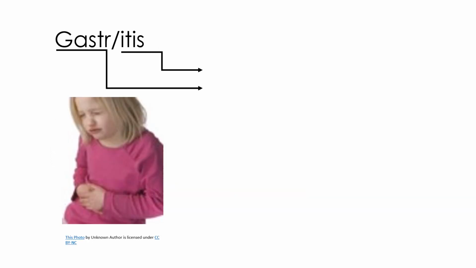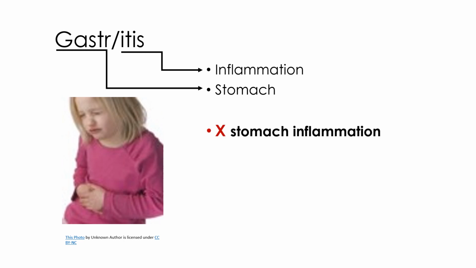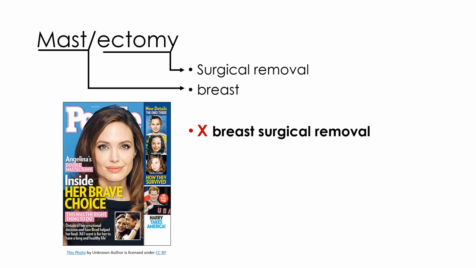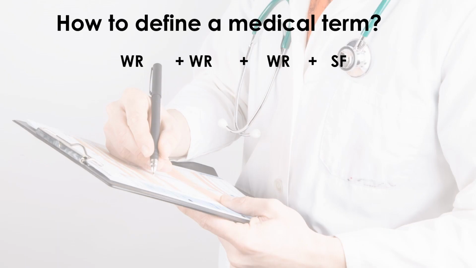So here's one without a prefix. Gaster means stomach and itis means inflammation. But do we say stomach inflammation? No, we say inflammation of the stomach. For mastectomy, we do not say breast surgical removal. It sounds just better to say surgical removal of the breast.